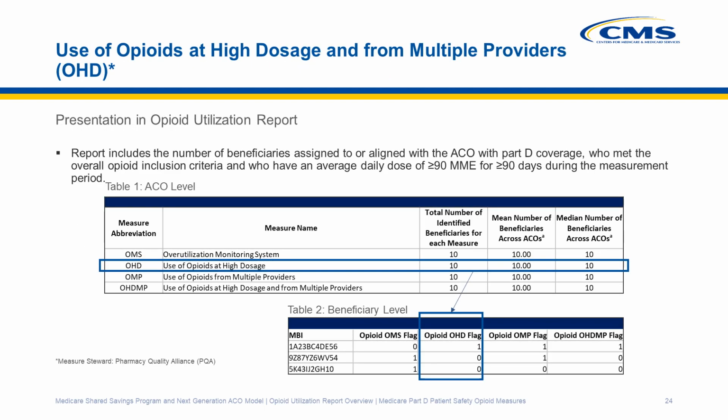The OHD measure identifies the number of beneficiaries assigned to or aligned with the ACO with Part D coverage who met the overall opioid inclusion criteria and who have an average daily dose of greater than or equal to 90 MME for greater than or equal to 90 days during the measurement period.